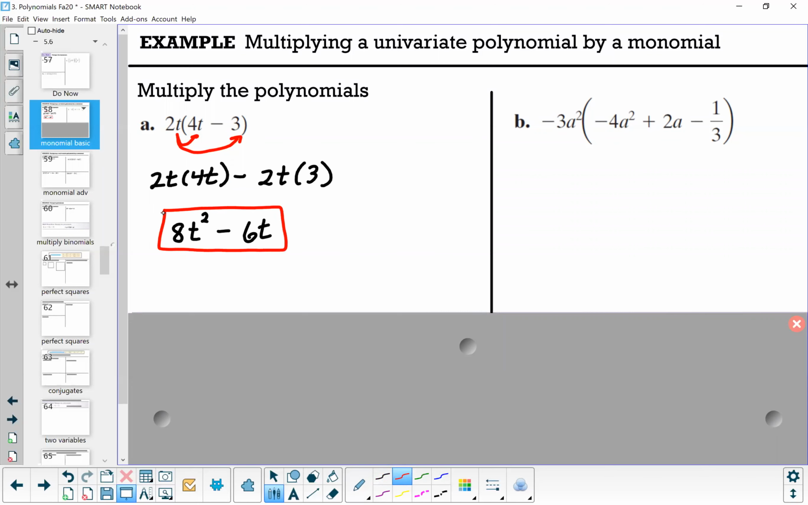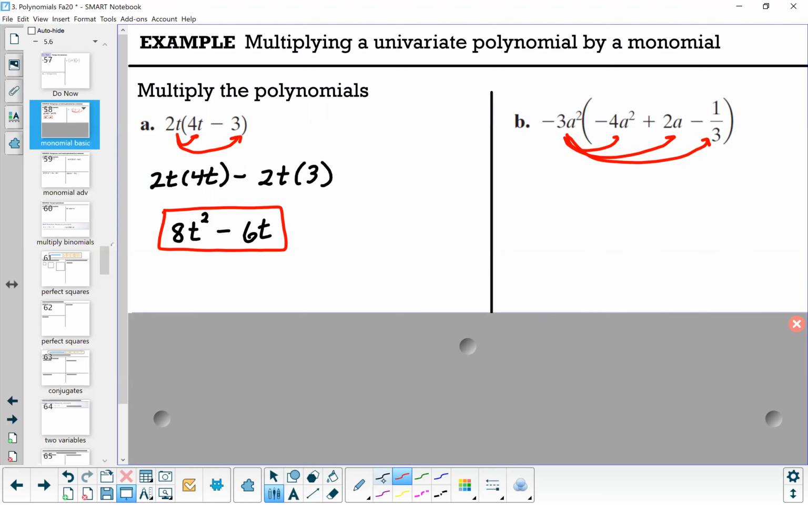Let's take a look at a second example. We have negative 3a squared being multiplied to, in parentheses, negative 4a squared plus 2a minus 1/3, close parentheses. Again, we know we have multiplication when a number is adjacent to parentheses because that's our default operation. And so you want to distribute the negative 3a squared across this polynomial separated by addition and subtraction.